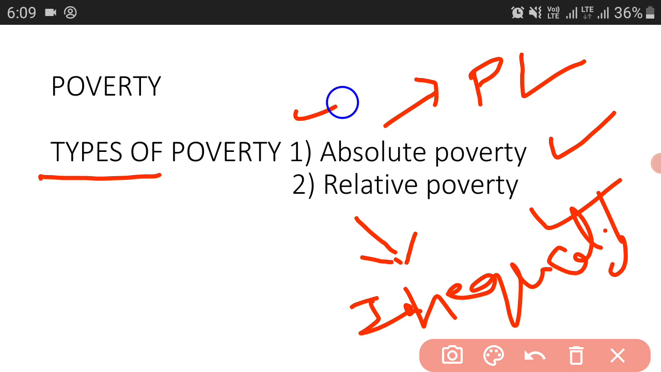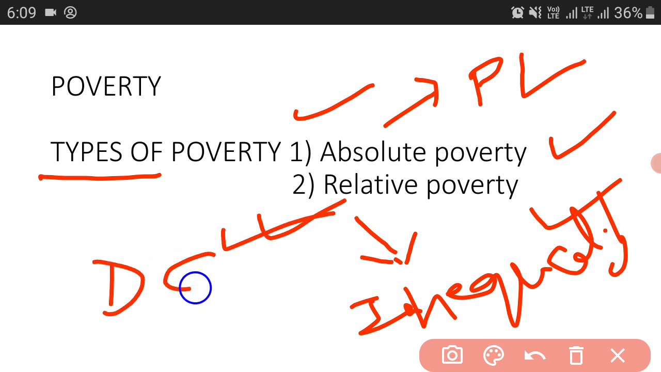While in case of the relative poverty, the underdeveloped countries have high relative poverty because there is huge inequality, and in case of the developed countries there is also high relative poverty, but moderately high, and there is existence of inequality in developed countries also. That's why the relative poverty is high in both developed countries and underdeveloped countries. Okay, that was just an example.